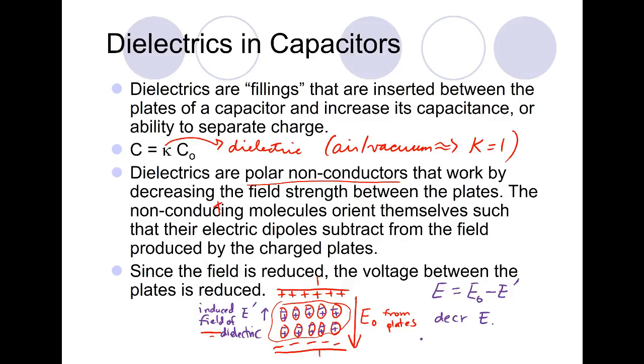Well, what does that do? That's going to decrease the electric potential because we have the integral of E dr, and if E is lower, then the integral of that will also be lower. And finally, our definition of capacitance is Q over V. If V is lower, so as V goes down, C goes up. And so that is what a dielectric serves to do in a capacitor.